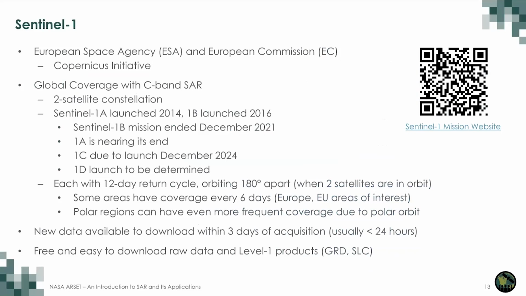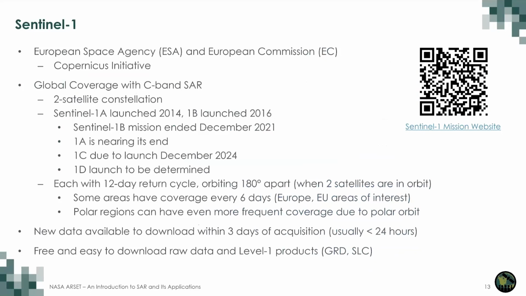Each one of the satellites has a 12-day repeat cycle, and they have the same orbit pattern, but it's offset by 180 degrees. So this allows the satellites to collect data every 6 days, potentially. For most of the globe, the acquisition plan was for a 12-day interval, but over the European Union and some other geologically active areas, there was 6-day coverage during that time.